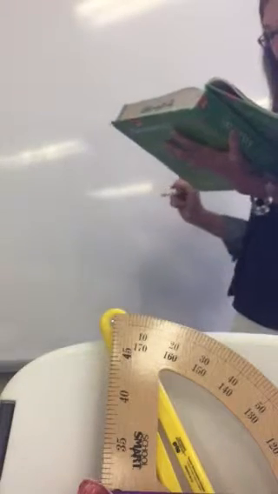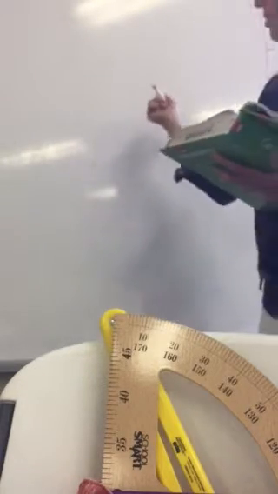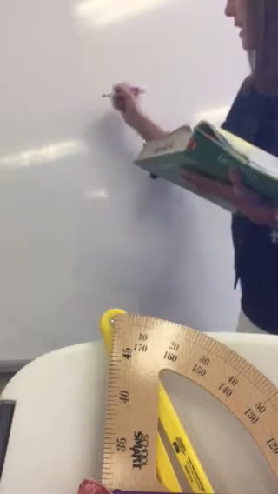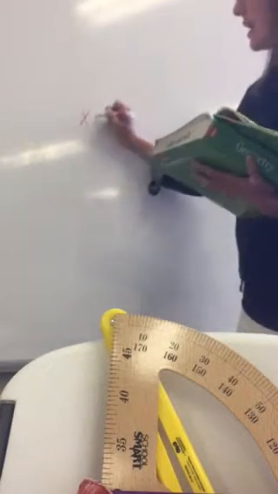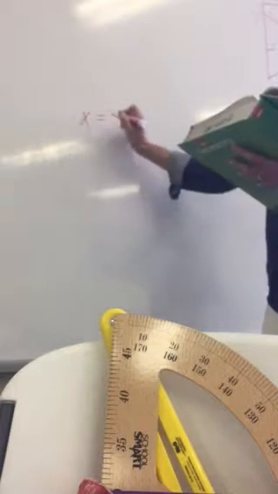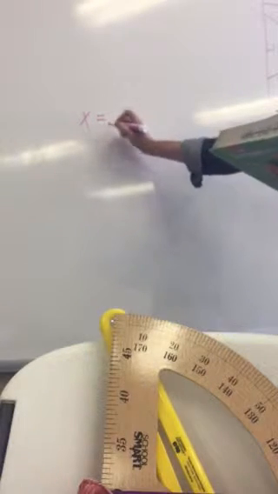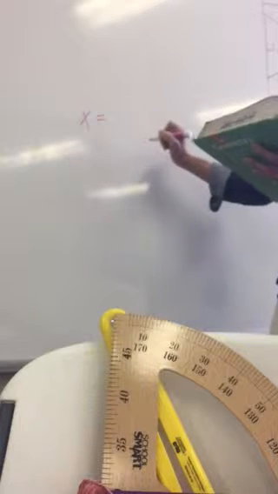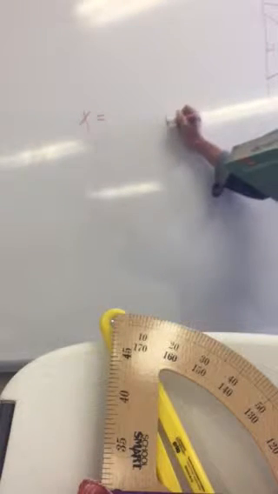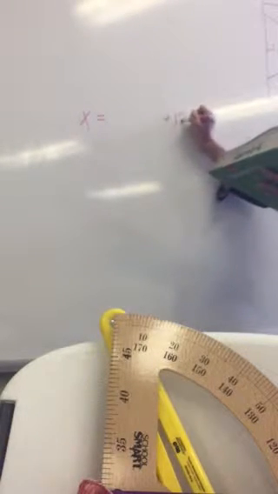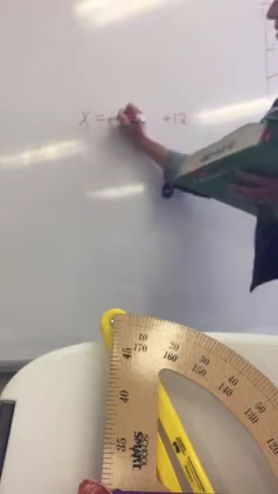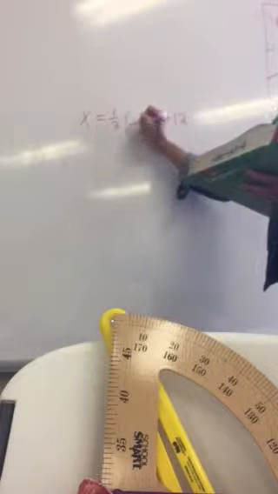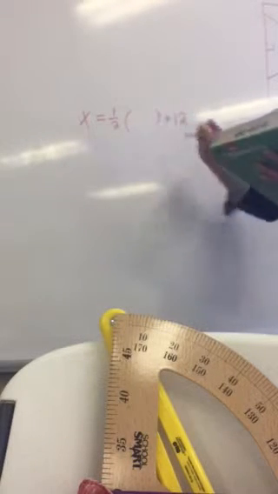Okay, the next one is going to say an angle's measure is... So there's the angle that we don't know again, and there's our is, or an angle measures. An angle's measure is 12 degrees more. So this time we're going to need to add 12 to our answer. So 12 degrees more than 1/2 the measure of its supplement.